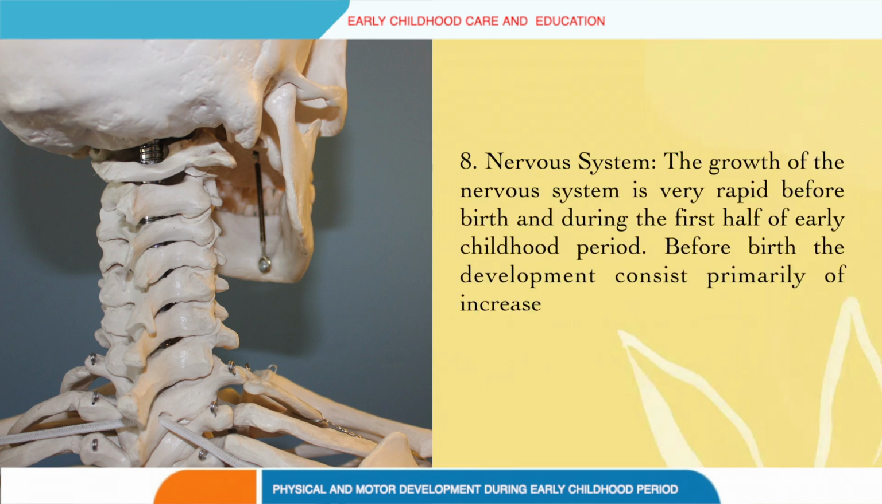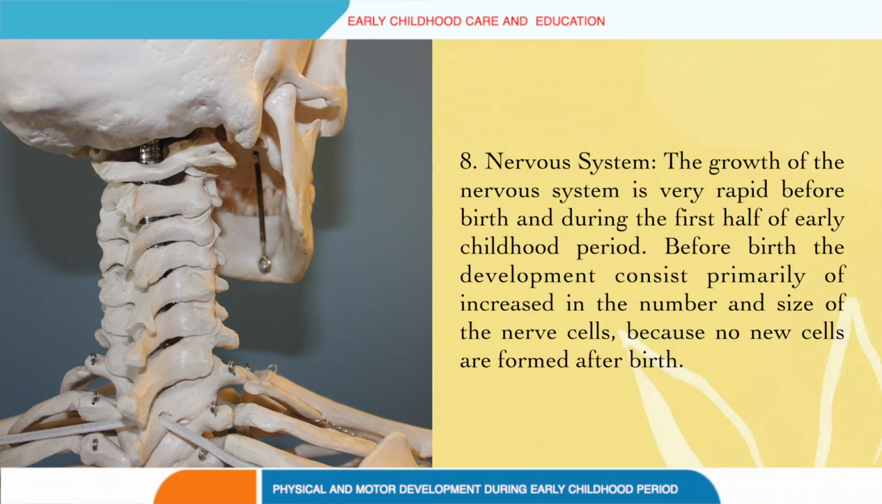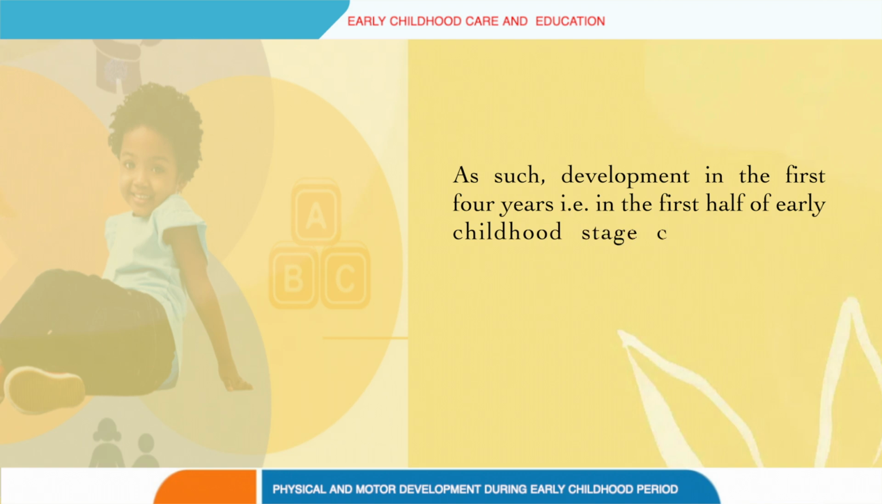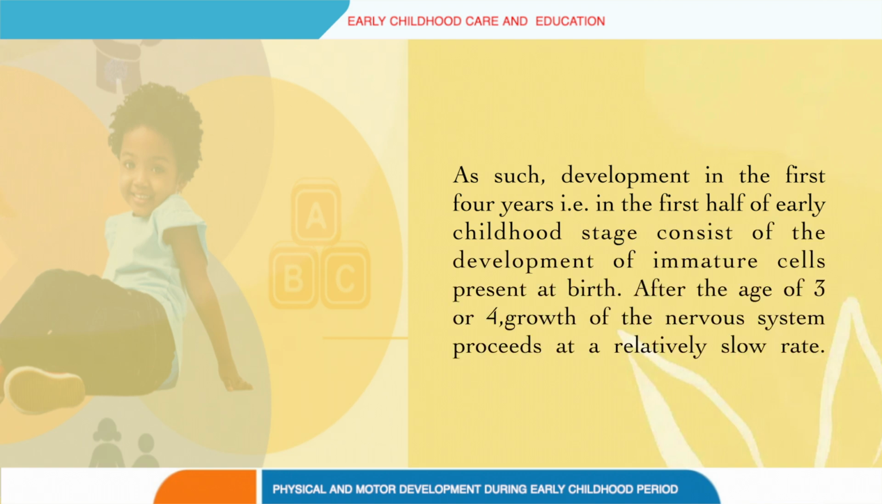In terms of the nervous system, the growth of the nervous system is very rapid before birth and during the first half of the early childhood period. Before birth, the development consists primarily of an increase in the number and size of the nerve cells, because no new cells are formed after birth. As such, development in the first 4 years, that is in the first half of the early childhood stage, consists of development of immature cells present at the time of birth. So after the age of 3 or 4, growth of the nervous system proceeds at a relatively slow rate.